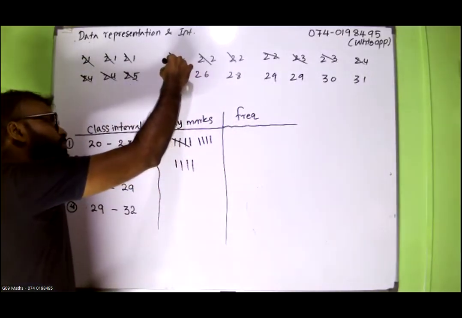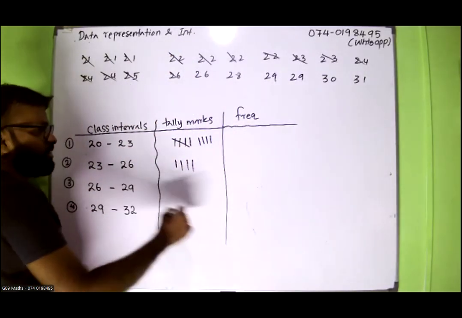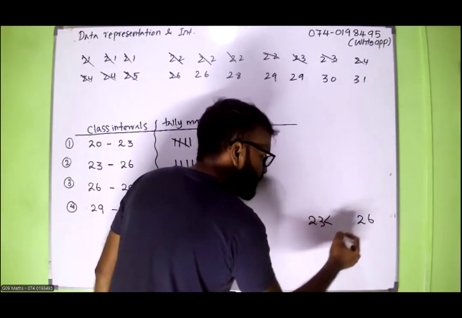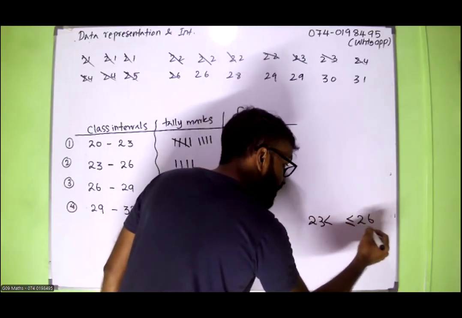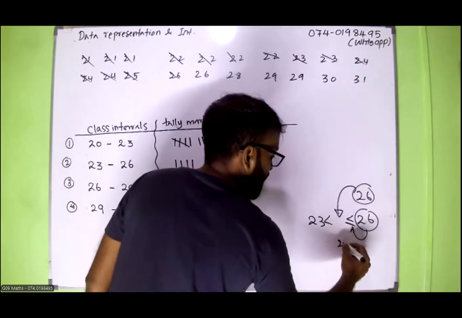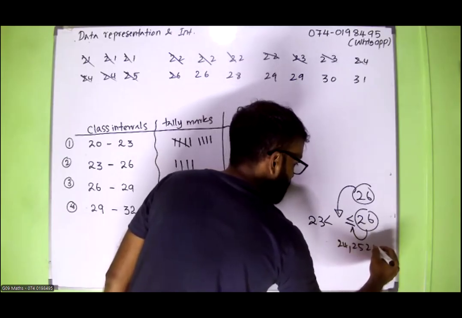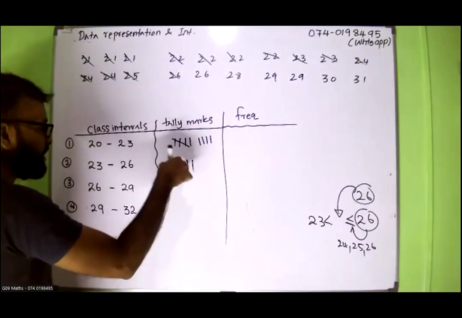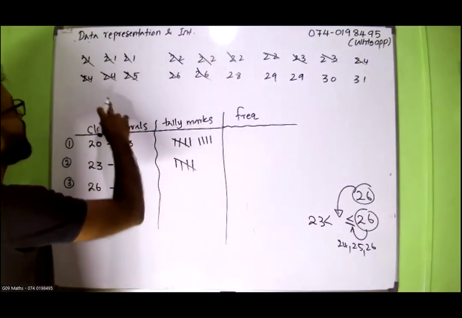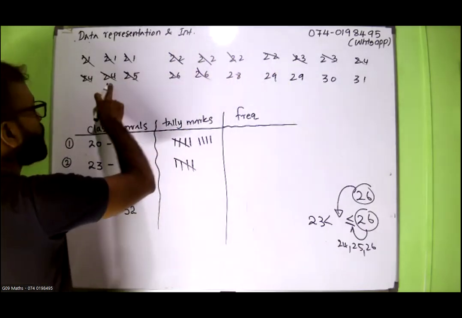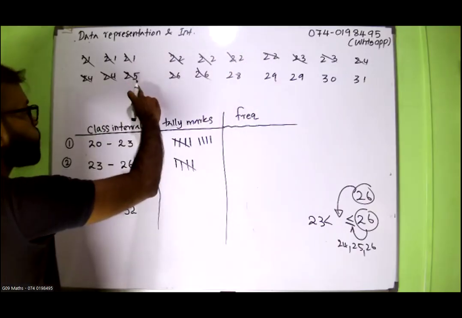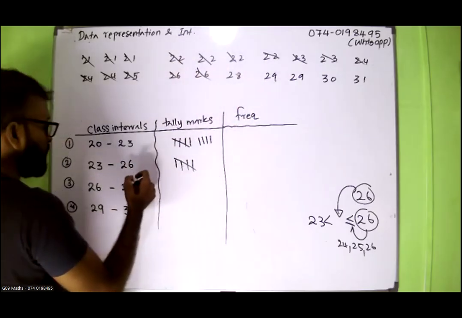Right, 26 belongs to the second one. Because we are defining the class interval like this, greater than 23 but less than or equal to 26, 26 should be inside this. So the values that we can take are 24, 25, 26. So 26 should be here, correct? And also this one. So already we have 23, 1, 2, 3, 4, 5, 1, 1, 2, 3, 4, 6.